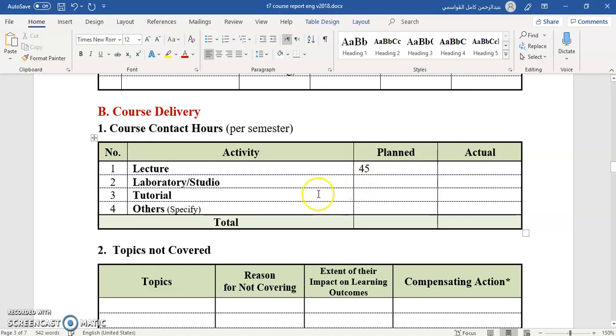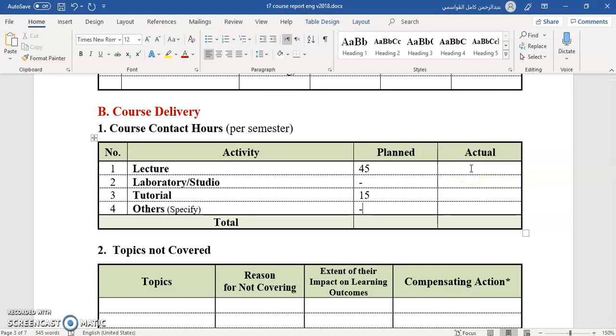If you have laboratory, you can fill it in. If you don't have, you can write 0 or nothing. Tutorial, for example, we have 15 contact hours, 1 hour per week. Others, if there's something, if not, just make it empty. Now, let's go to the actual.